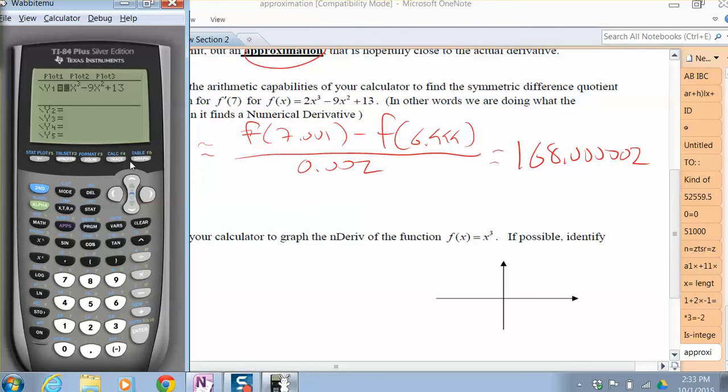We actually could have graphed it too. So the graph kind of looks like that. It's kind of wacky. Now, if I go to second trace and select option 6, which is the derivative operation, and select 7, it won't say 168.0002, but it gets us close enough. So you can also do it using the graph as well. Okay, last one.